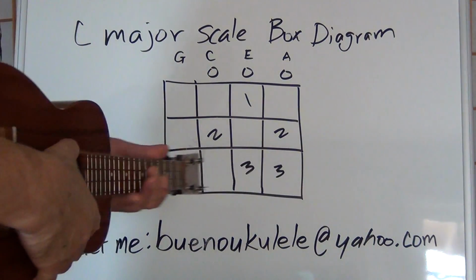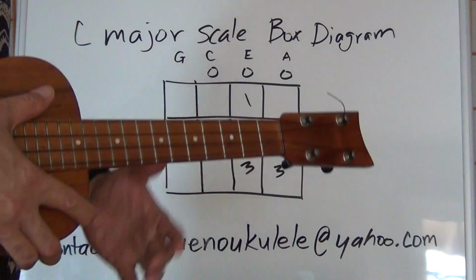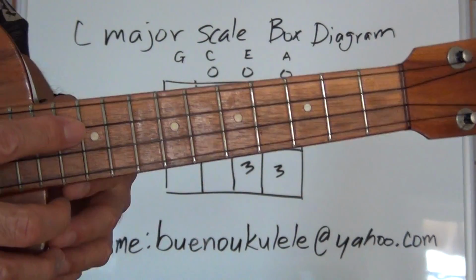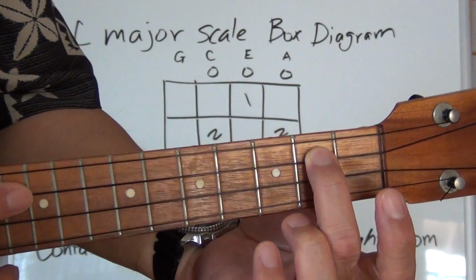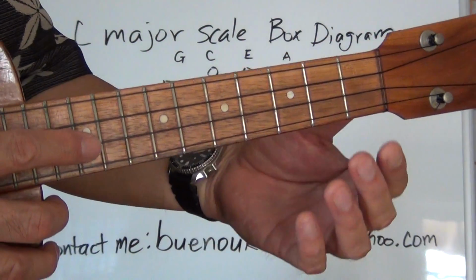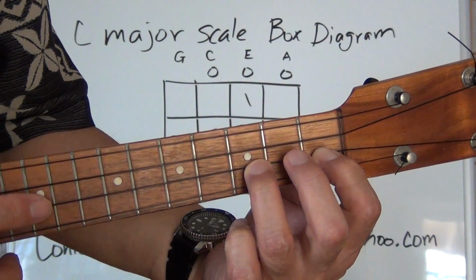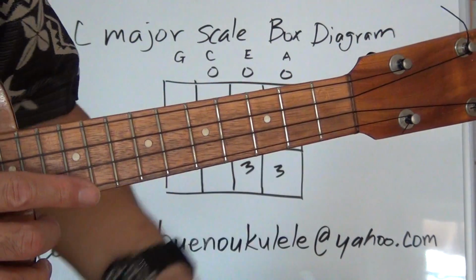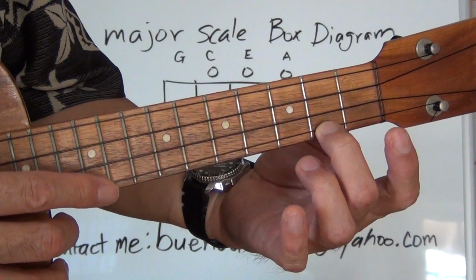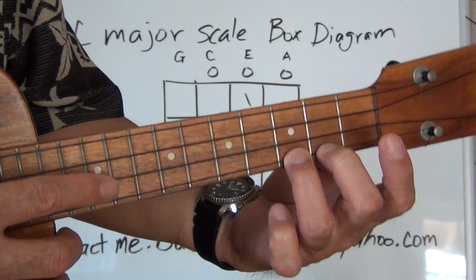So, first one would be the open C string. Follow along on your diagram that you have. Open C string. Next would be the second finger coming down. Next would be the open E string, second string. Next would be the first finger coming down, then the third finger coming down on that second string. And lastly would be the first string, open A, then the second finger on the second fret, first string, and lastly the third finger on the third fret, first string.